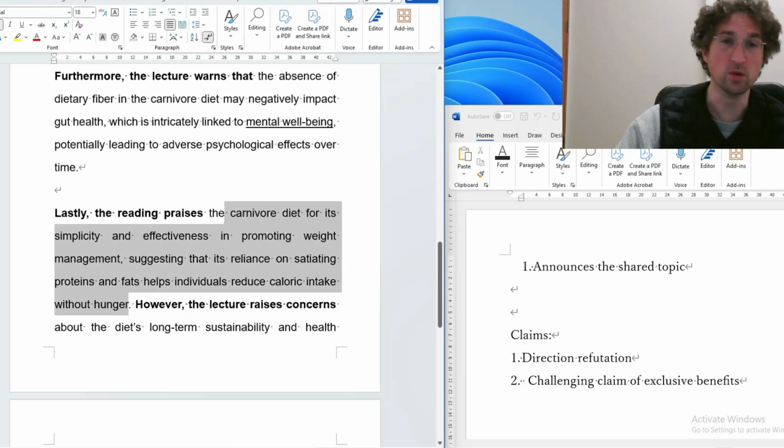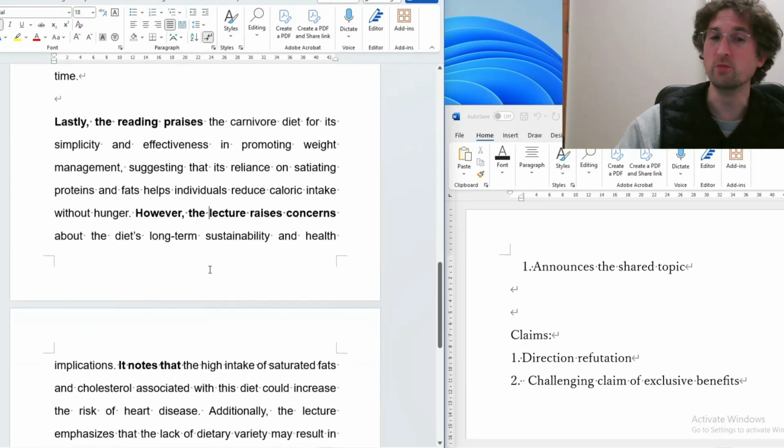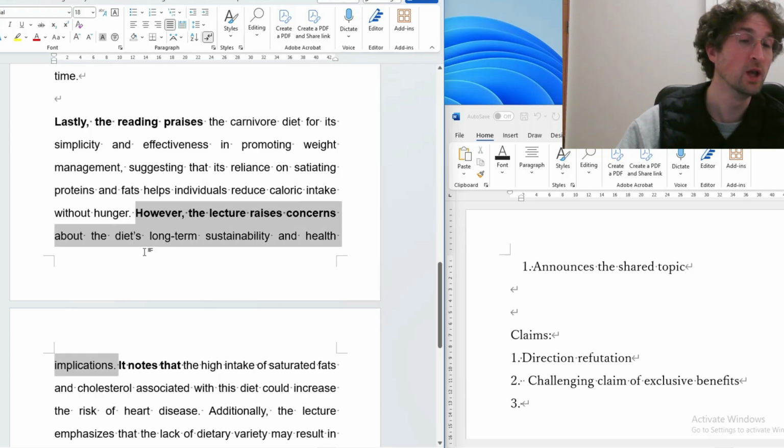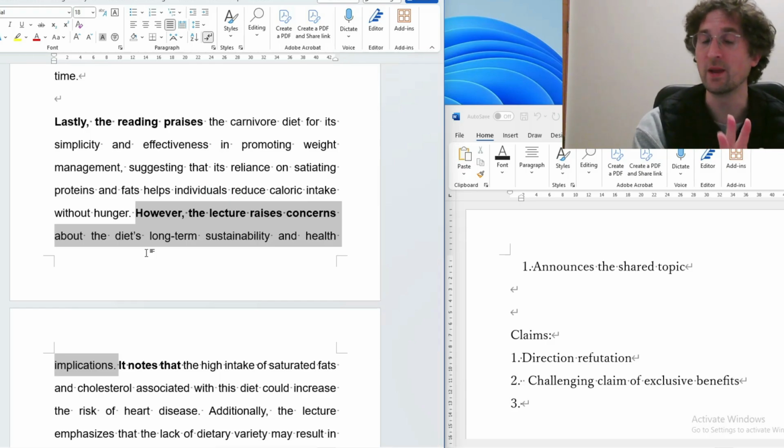So, plausible. So what would be the lecturer's concern? What would be their challenge? What is the nature of this opposition in body paragraph 3? The lecturer raises concerns about the diet's long-term sustainability and health implications. Okay, so we're not saying no, that's not true. It's more like, okay, but for how long would that be healthy? How long can you pull that off without facing some serious health risks?